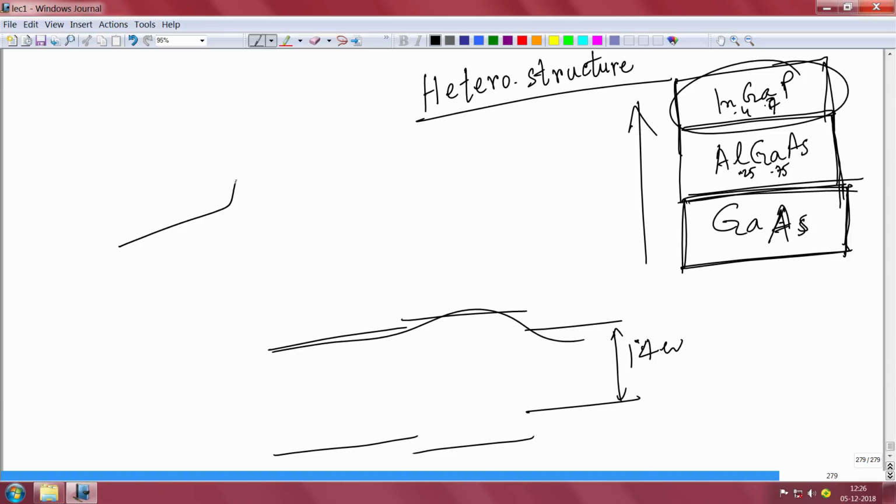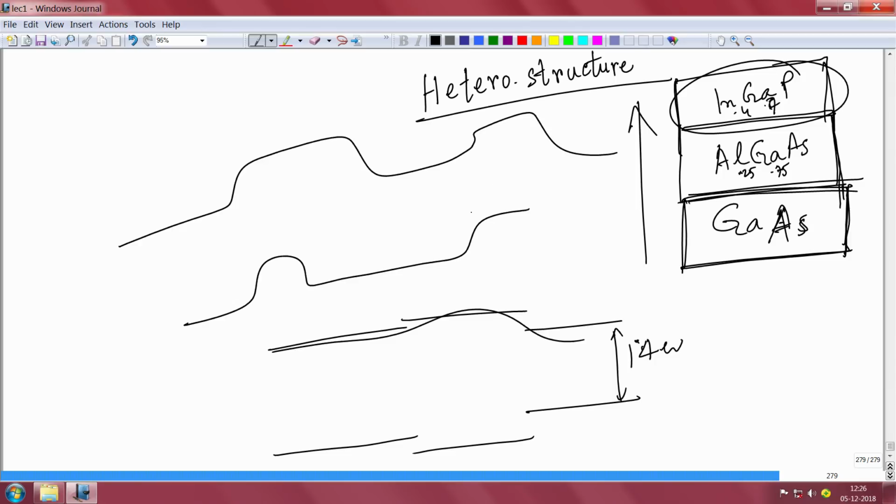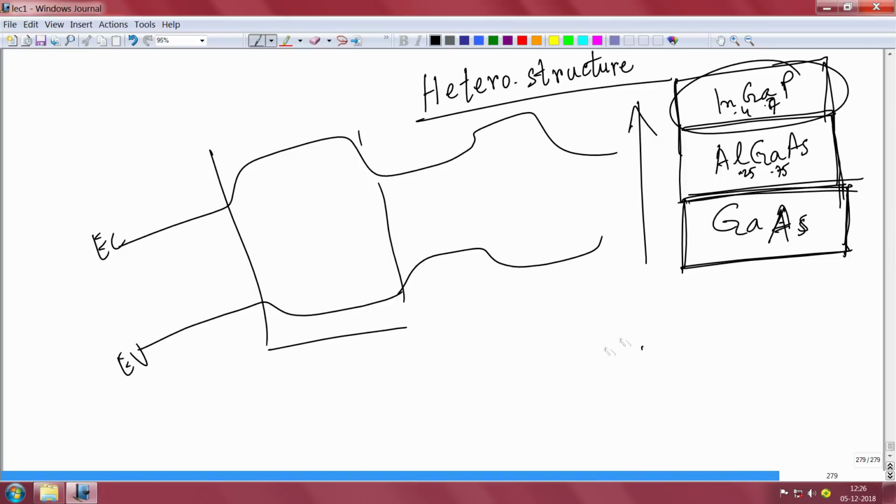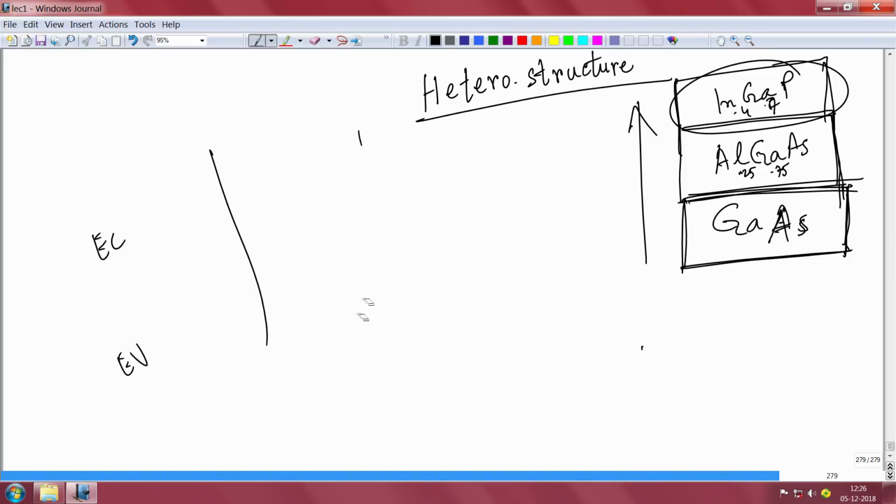So you see your band diagram actually changing. So you can have different kinds of band diagram like this, right? Different band diagrams can be done, depending on the material. This is the conduction band, for example, this is the valence band. This kind of thing is not possible with silicon, okay?